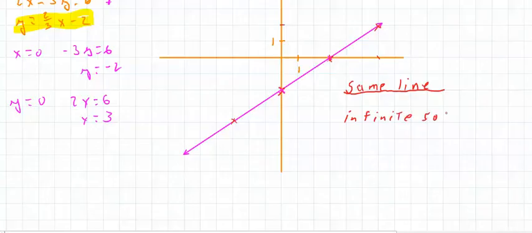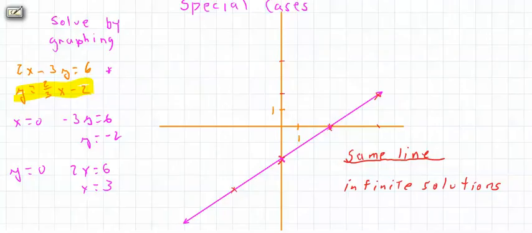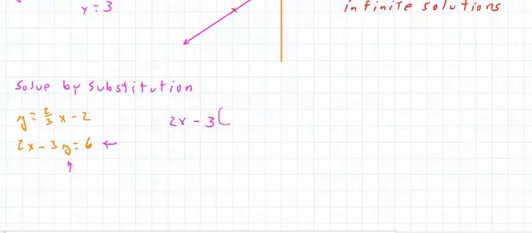And we don't say identity. This is not an identity. It just means there's an infinite set of solutions. All right, let's look at substitution, and then we will quickly do elimination. So let's pause this. All right, solving by substitution, y is by itself. So I'm going to substitute into this equation for y. And I get 2x minus 3 times y equals 6.